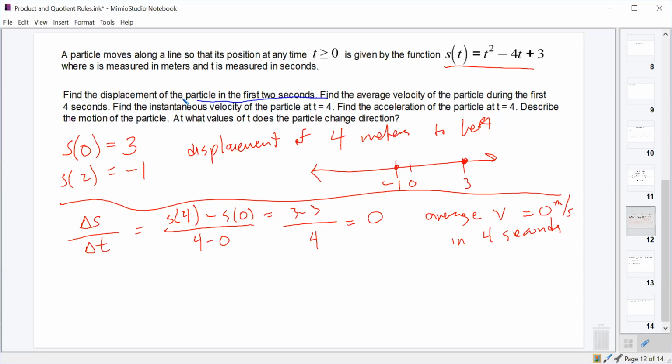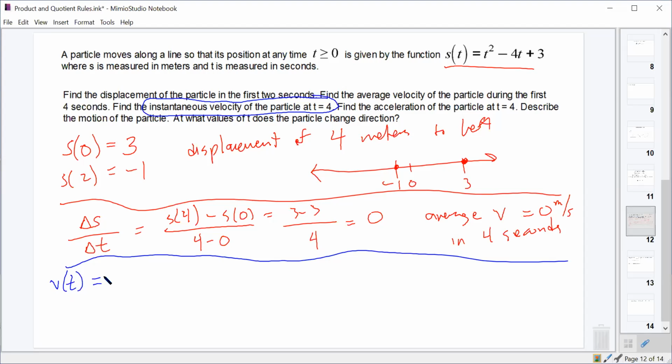So now what we should be able to do is use a little bit of our calculus knowledge to see what the instantaneous velocity of the particle is at t equals 4. And in order to find the actual velocity at an instant, we need to find a velocity function. And so how is the velocity function related to the position function? It's its derivative. So v of t ought to be s prime of t. And what is s prime of t? 2t minus 4. And if we want to figure out what that is at t equals 4, we just plug it in, and what do we get?